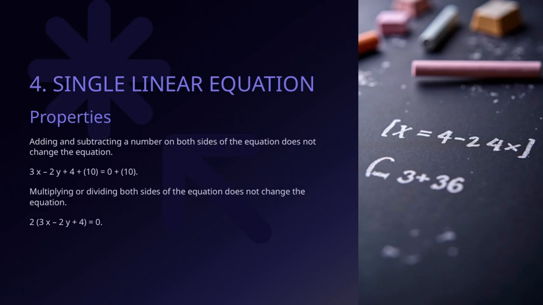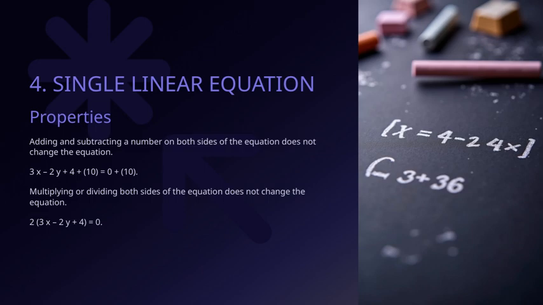Here, we see an example where we add 10 to both sides of the equation. 3x - 2y + 4 + 10 = 0 + 10. Again, the key point is that adding or subtracting the same number on both sides keeps the equation balanced. These operations are part of what we call properties of equations, which are essential tools for solving and simplifying linear equations. Remember, whether you're multiplying, dividing, adding, or subtracting, doing the same thing to both sides preserves the equality.